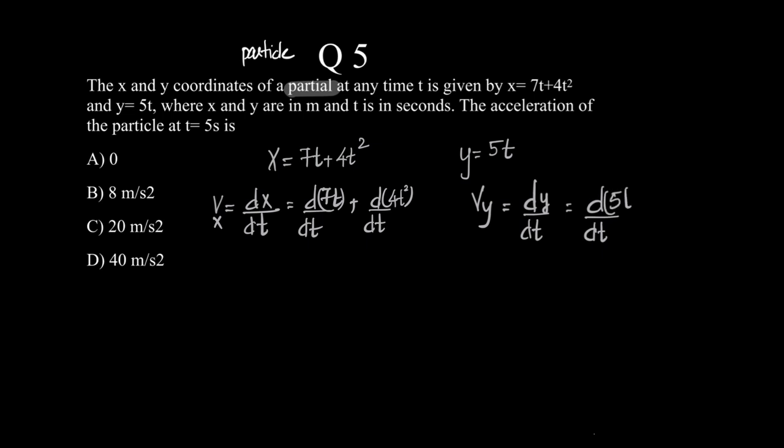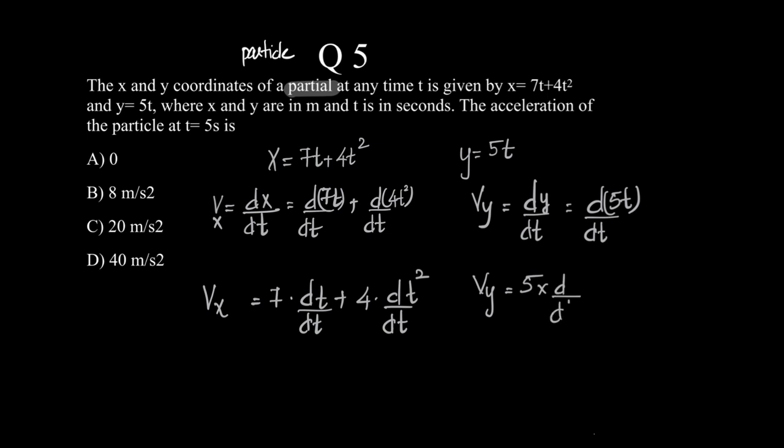Y is 5t. So what is Vx equal to? Since 7 is a constant, I can take 7 outside, so Vx becomes 7 into d by dt of t plus 4 into d by dt of t square. Now what is Vy? Vy is equal to 5 into d by dt of t. Now what is d by dt of t raised to n? It is equal to n into t raised to n minus 1.